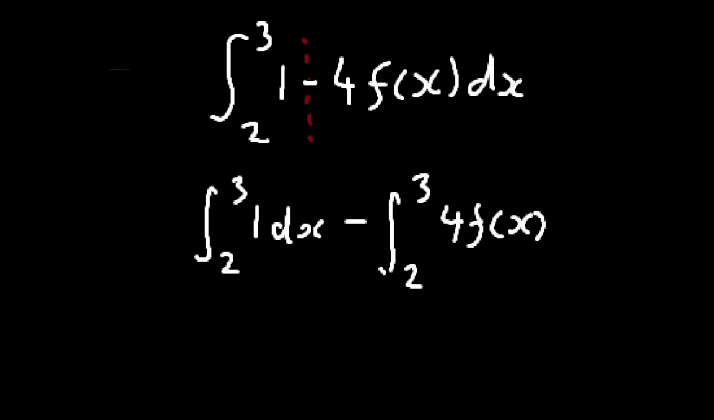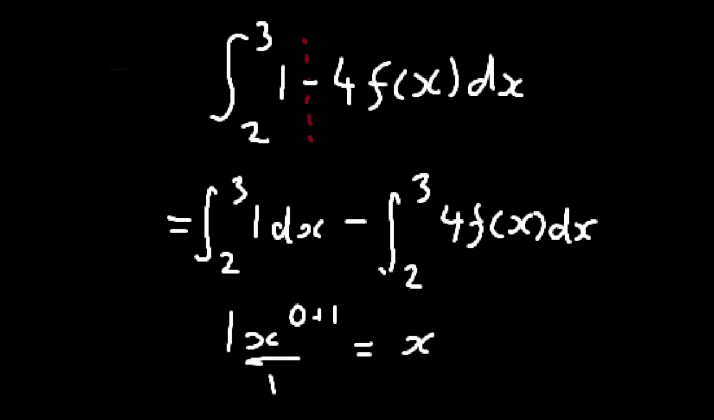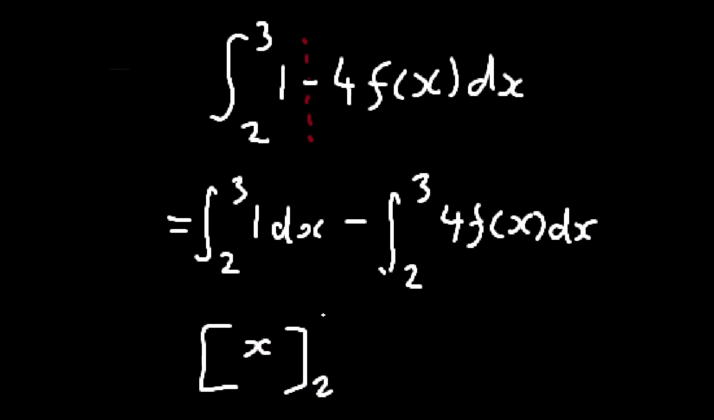And so what we can do is figure out this first bit. So what is the integral of 1? Well, that's like saying 1 times x to the power of 0. So we add the 1 there, divided by 1, and that's just equal to x. Okay, that's what the integral is equal to. So x from 2 to 3.